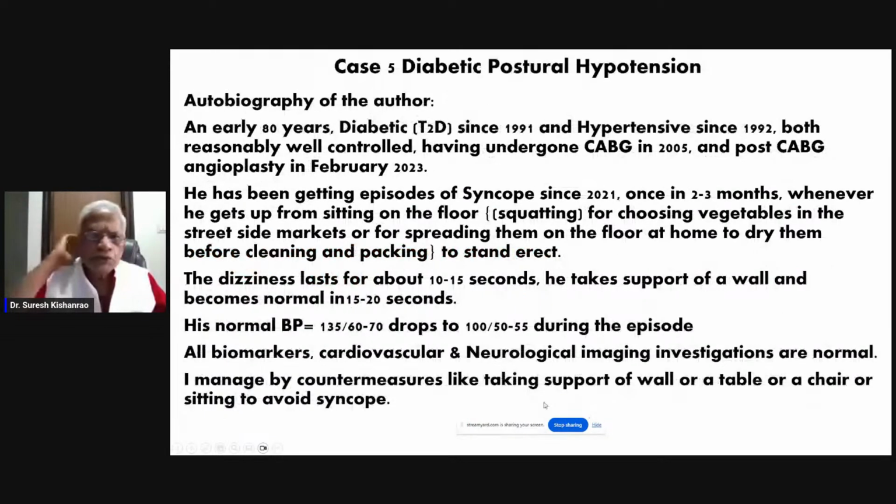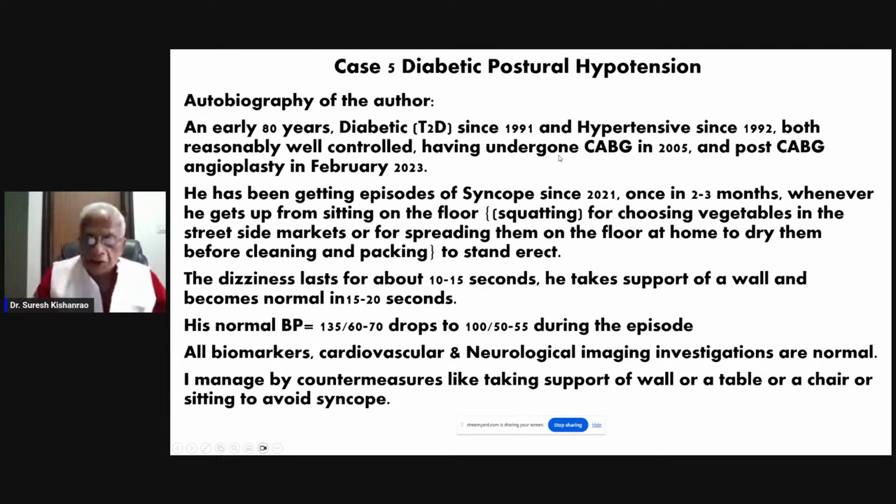Now we get into some adult and senior citizen cases. The first one is my own case, due to diabetic orthostatic hypotension. My age is around 81. I'm diabetic since 1994.